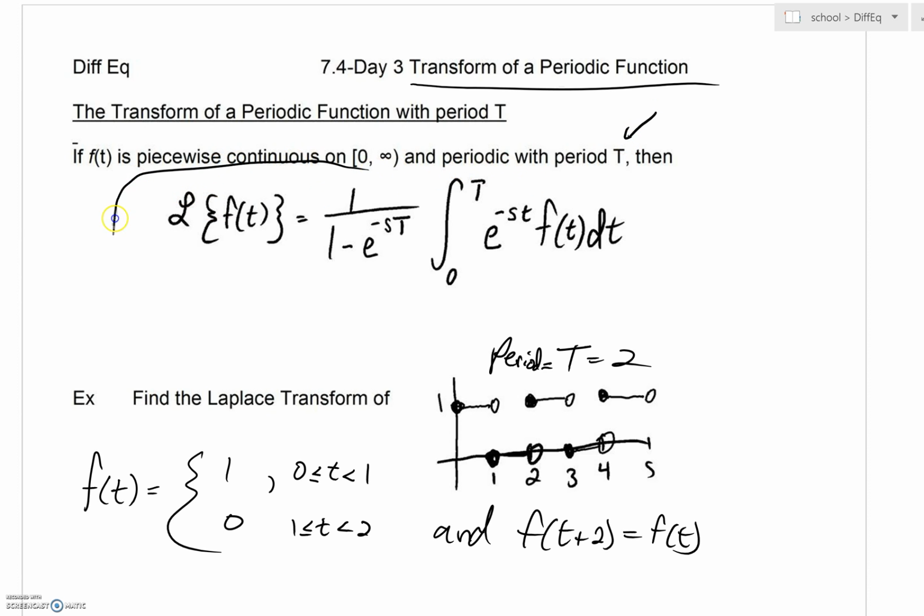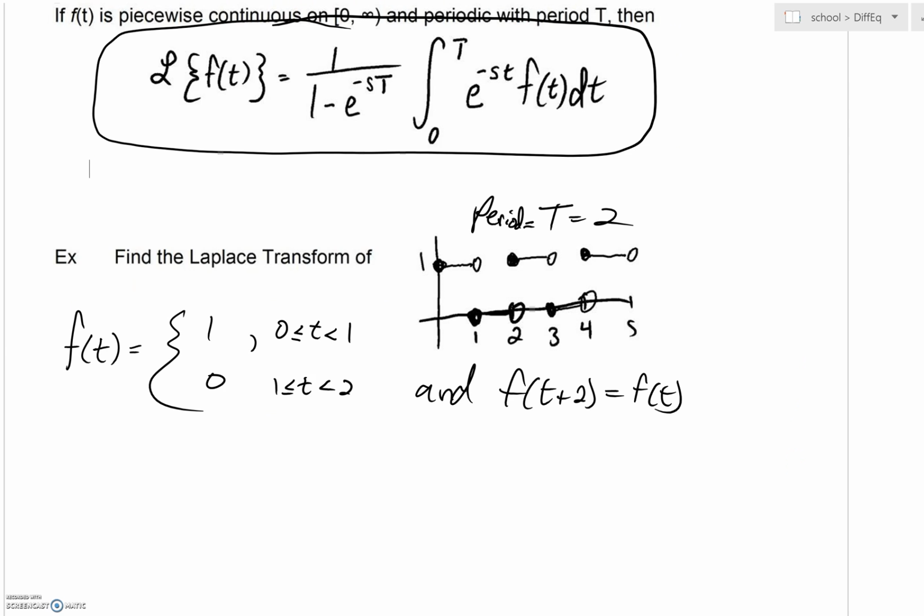Unbelievably, you have this very simple formula. So the Laplace transform of f of t would be 1 over 1 minus e to the negative s times the period capital T. That's a constant. We will integrate from 0 to capital T of e to the negative st multiplied by that function. And if you work that integral out, you will have really found your Laplace transform.